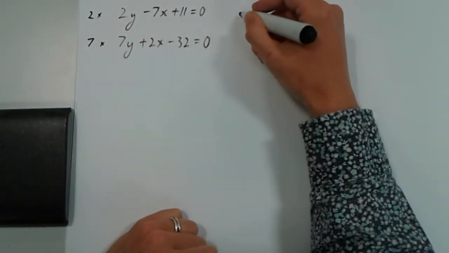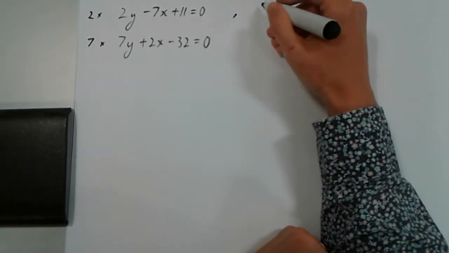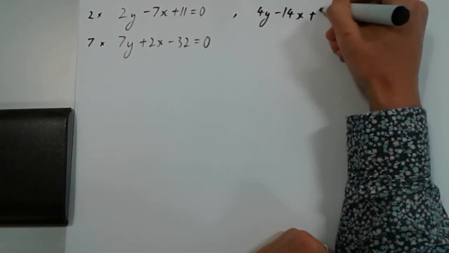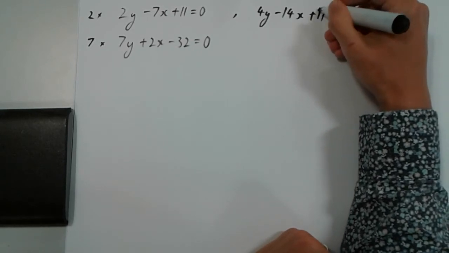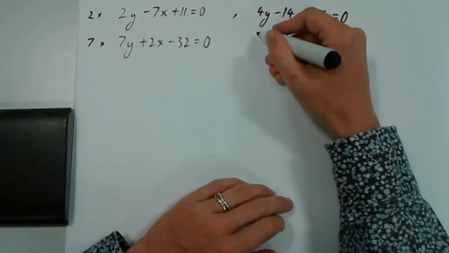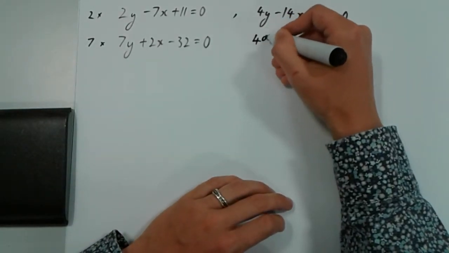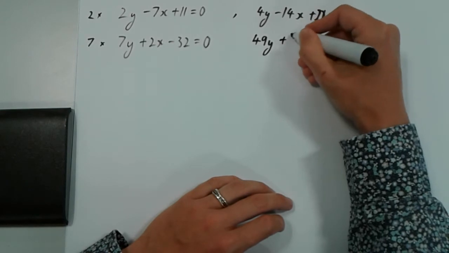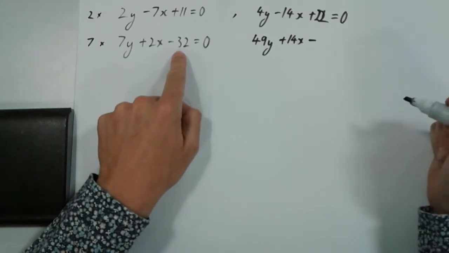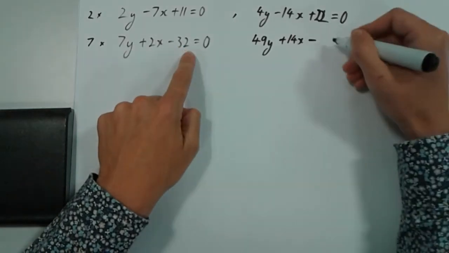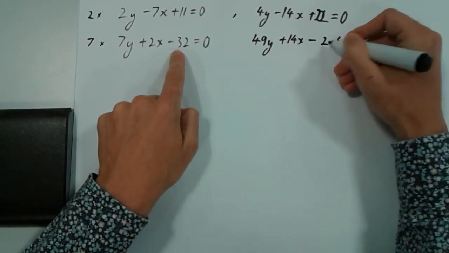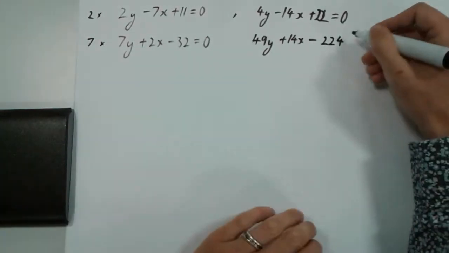If we do that, for this top row we're going to get 4y minus 14x plus 22. Multiply all of your terms, not just the algebra. And then here we're going to get 49y plus 14x minus, so that's going to give us 14, and then 3 times 7 is 21, and carry the 1 from earlier on.